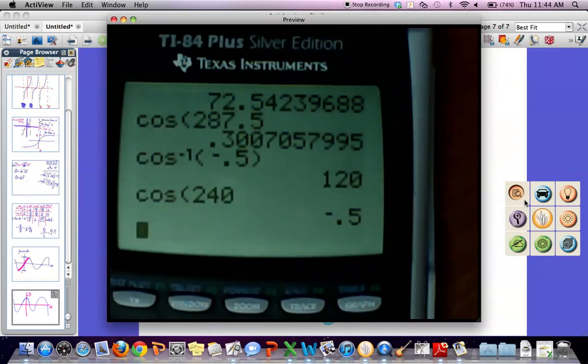So when you use cosine, you're going to get an angle that could be obtuse. You've got to think about what the reference angle is. It doesn't just tell you like when you do the sine or the tangent. Is this making sense? Most of the time, you're going to have to give an answer between 0 and 2 pi or 0 and 360.